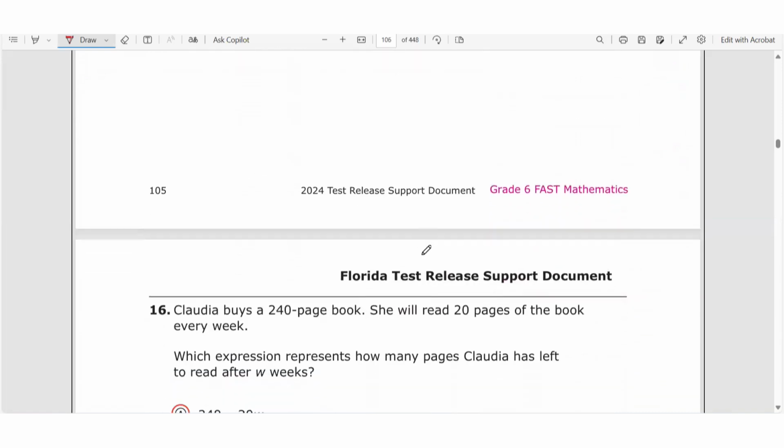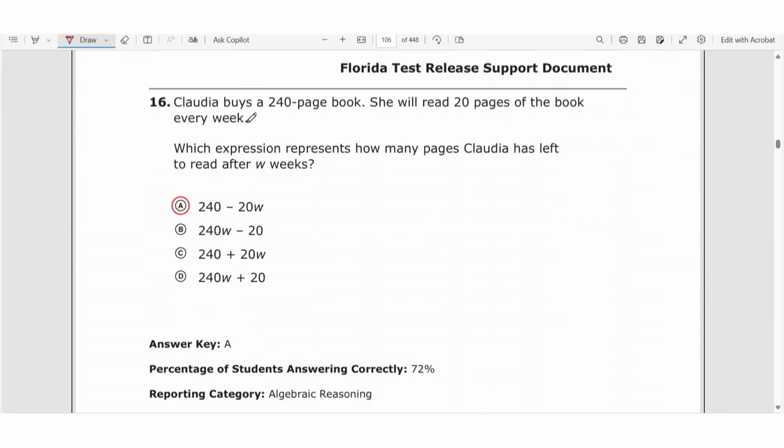All right, let us look at question 16. It says, Claudia buys a 240 page book. She will read 20 pages every week, okay? Which expression represents how many pages Claudia has left to read? Okay, she's going to read 20 pages per week, so you already know that's going to be 20 times W.